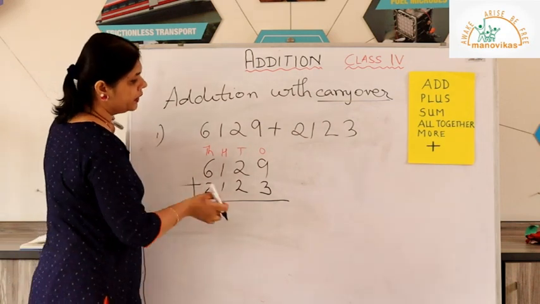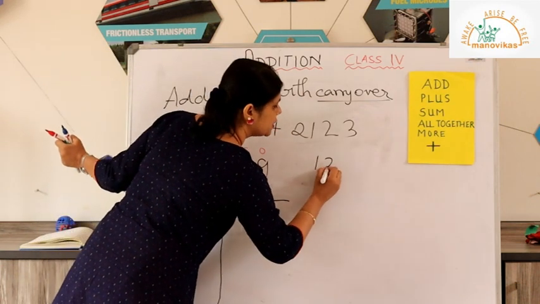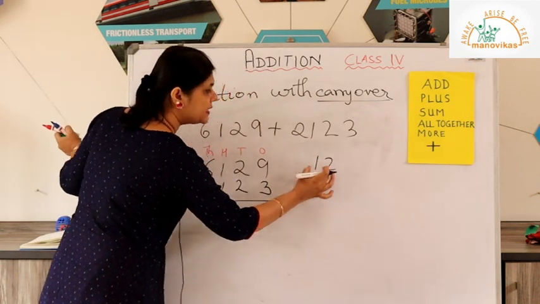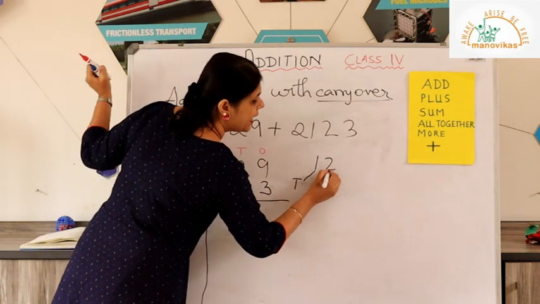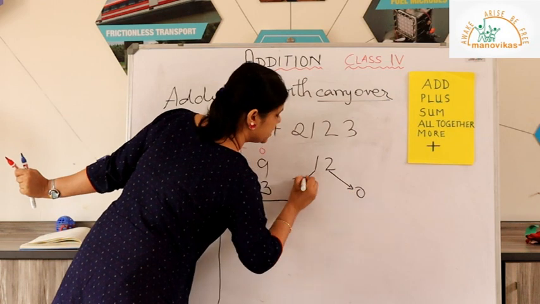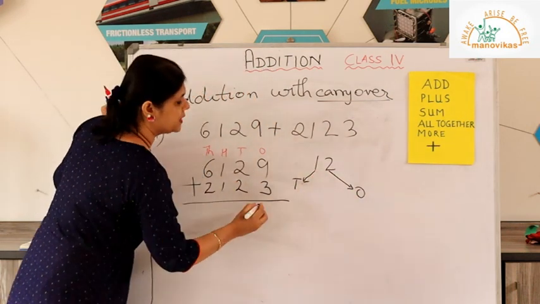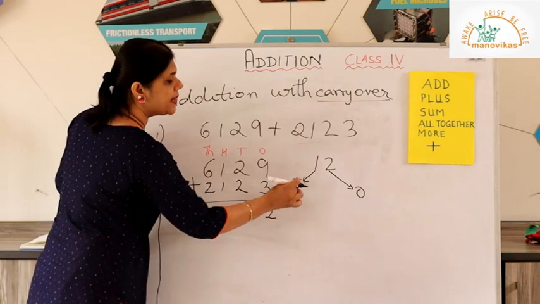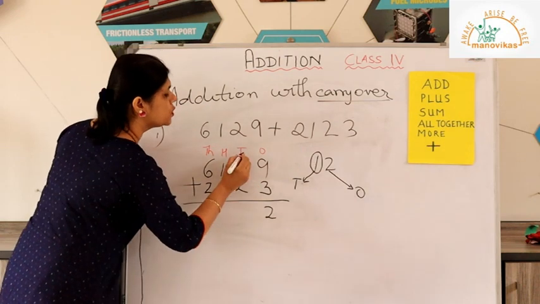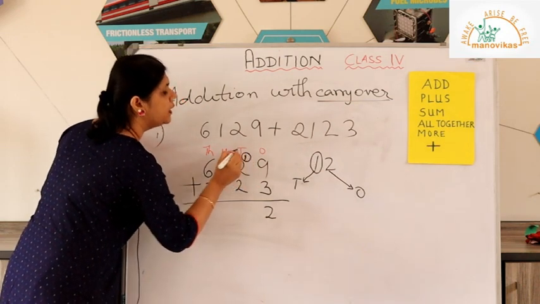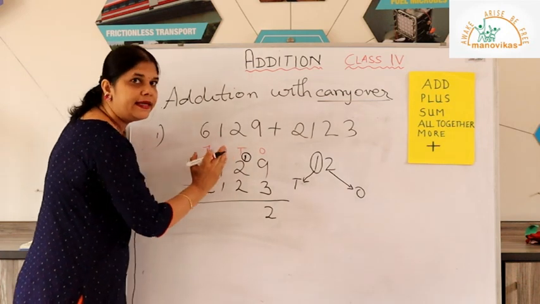Now, look here children, 9 plus 3 is how much? 10, 11, 12. So, I cannot write this 12 here. This 1 is in the tens place and this 2 is in the ones place. So, what will I do? I will write this 2 which is in the ones place here and this 1 which is in the tens place, I cannot write here. So, I will carry it over to the tens place. Understood? Now, add the tens place.